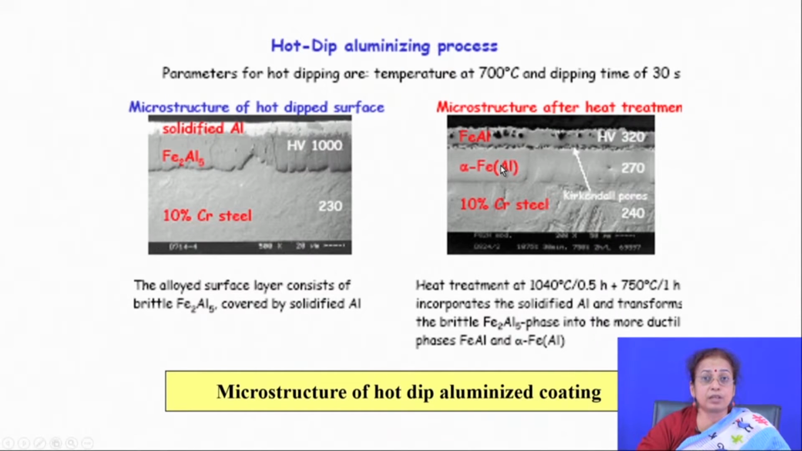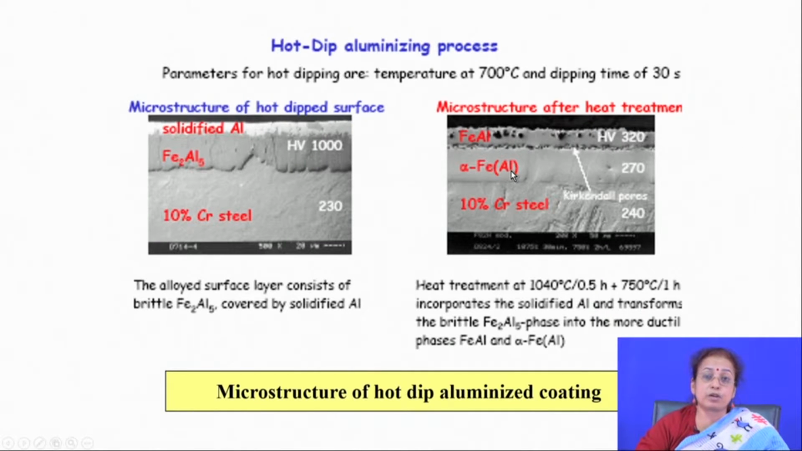So, when this particular phase is formed, naturally you will find that it is no more brittle as was there earlier. This particular microstructure is very much desirable because it improves the corrosion resistance, particularly high temperature oxidation resistance, to a large extent, and the basic purpose of aluminizing is to improve the high temperature oxidation resistance property.